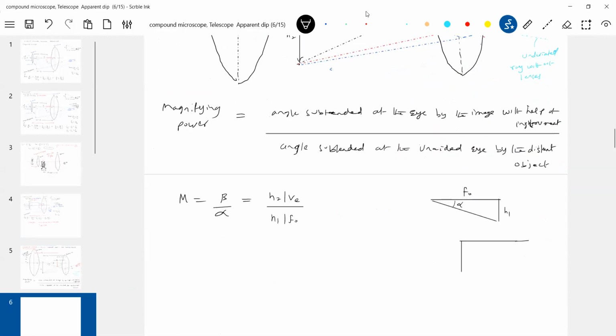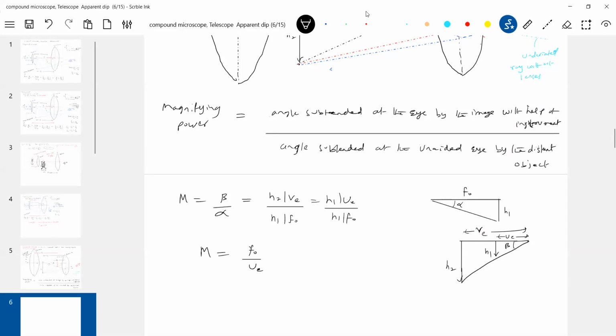Let's have some small basic diagrams. This is H2, this is H1, this is V naught, this is VE. Now H2 by VE, you can also write it as what? H1 by UE. So finally, what is this magnification? F naught by UE. That's the total magnification we get.